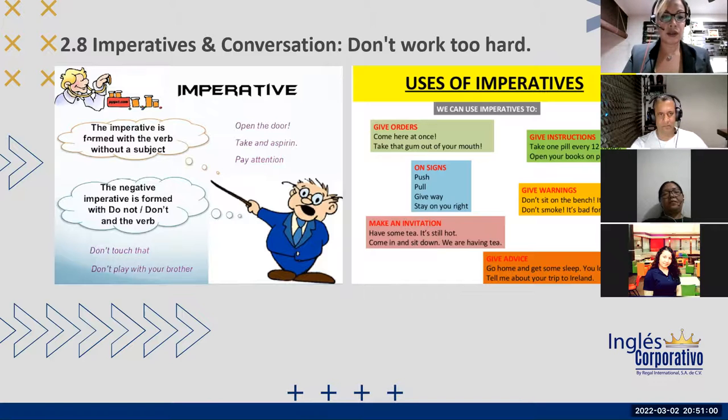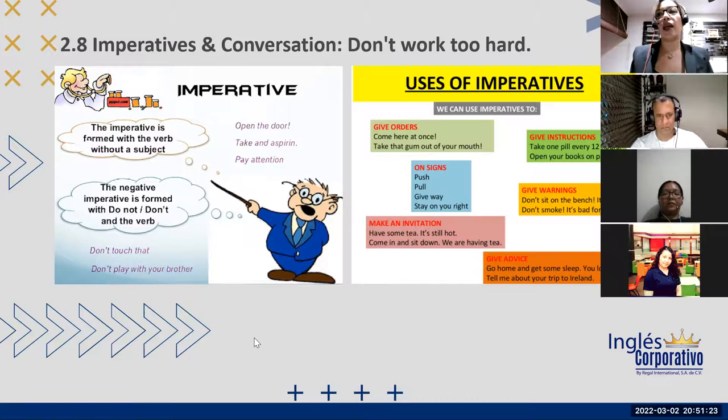So, those are for instructions. Como le dicen, ¿cómo llego a la farmacia? Ah, camine 2 cuadras, gire a la derecha, camine otras 2 cuadras y etcétera. So, esos son imperatives. Entonces, no utilizamos sujeto. Y otra cosa acerca de ellos es que pueden ser afirmativos o negativos.